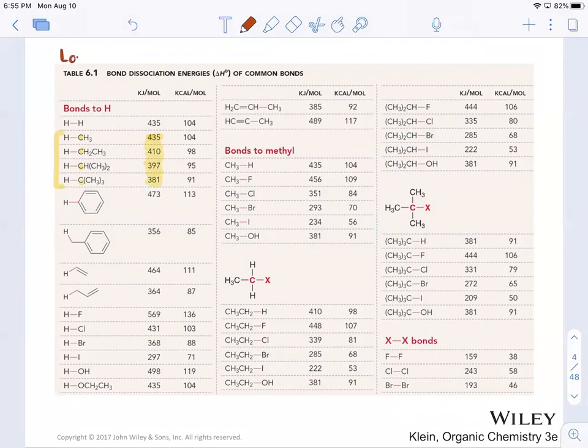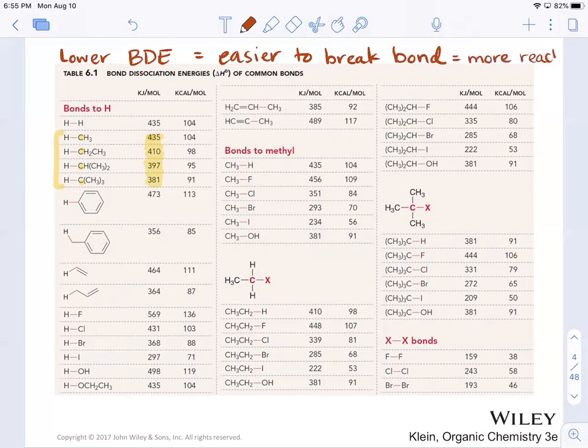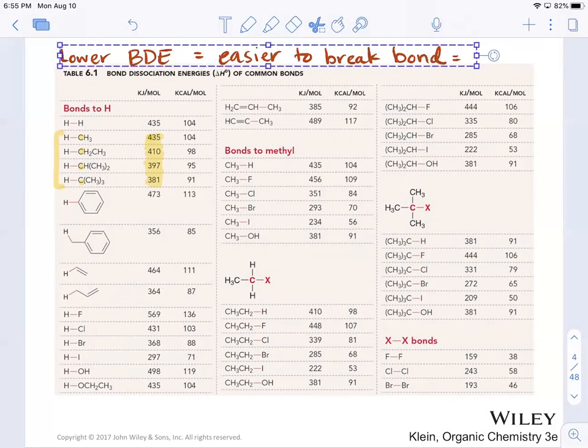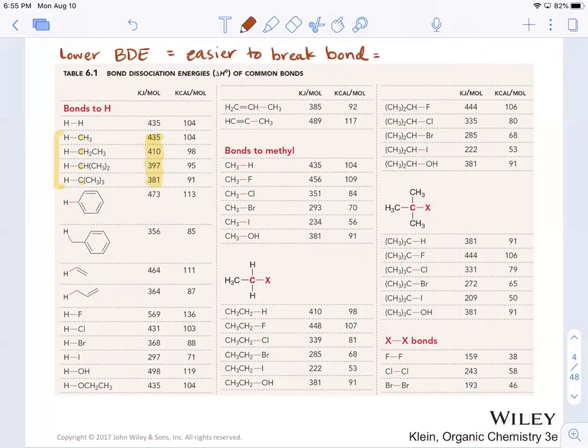The lower the bond dissociation energy corresponds with an easier to break bond, which we're going to call a more reactive bond. Let's fit that all in there. So it's good to know what these numbers actually mean.